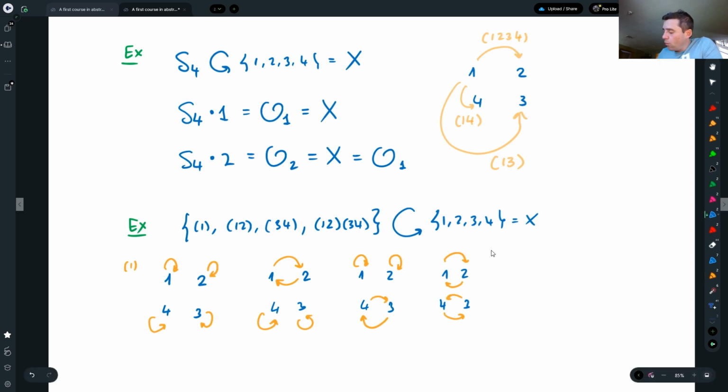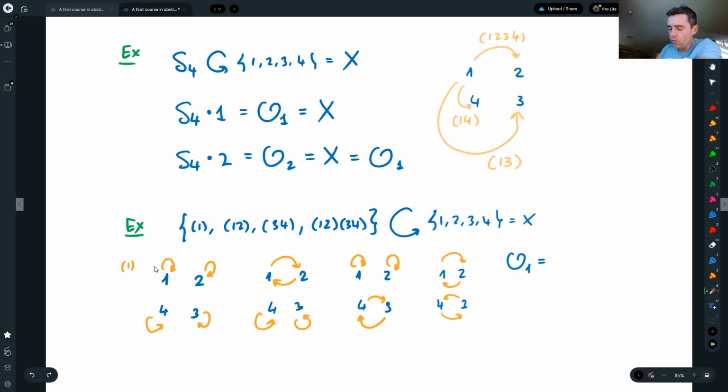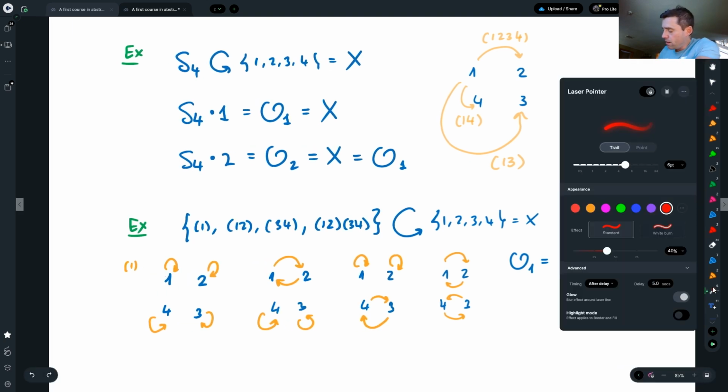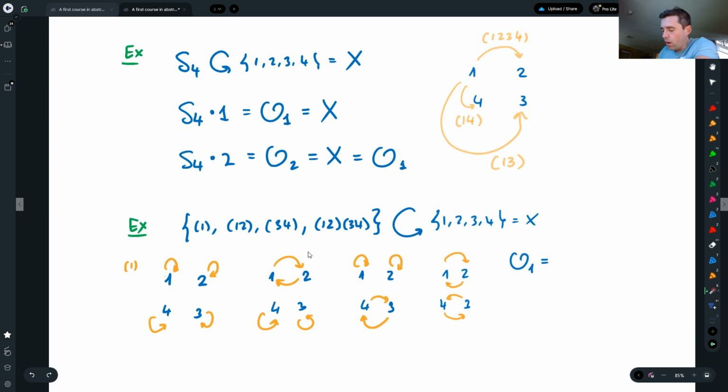So then what is the orbit of 1? You can see now that 1 can go to 1, or 1 can go to 2. So the orbit of 1 is only 1 and 2 and nothing else. I cannot get to 3 using this action of this group G on X.